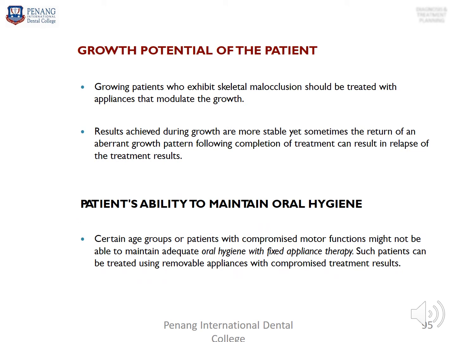You also need to assess the growth potential of the patient. The growing patient who exhibits skeletal malocclusion should be treated with appliances that modulate the growth. Results achieved during growth are more stable, yet sometimes the return of an aberrant growth pattern following completion of treatment can result in relapse. The patient's ability to maintain oral hygiene will also affect the selection of appliance. Certain age groups or patients with compromised motor function might not be able to maintain adequate oral hygiene with fixed appliance therapy. Such patients can be treated using a removable appliance with a compromised treatment result.